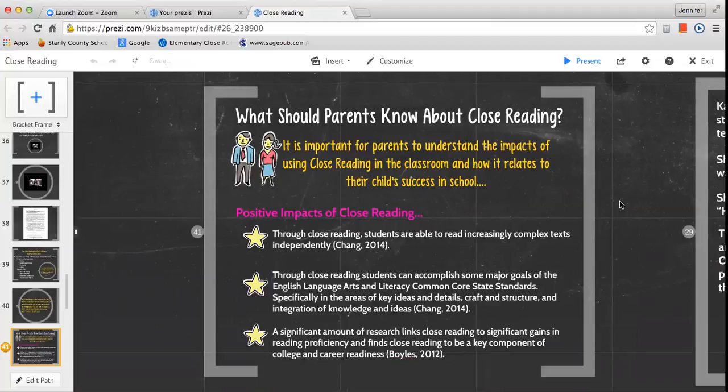Through close reading, students can accomplish some major goals of the English language arts and literacy Common Core state standards, specifically in the areas of key ideas and details, craft and structure, and integration of knowledge and ideas. A significant amount of research links close reading to significant gains in reading proficiency and finds close reading to be a key component of college and career readiness.